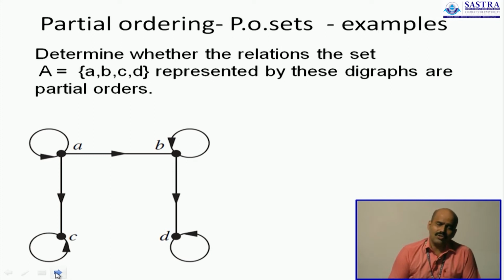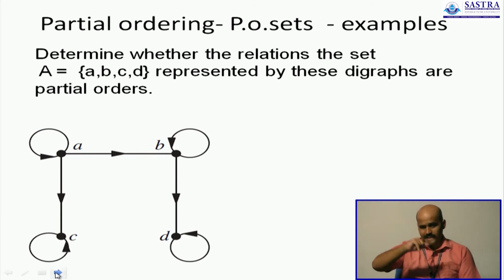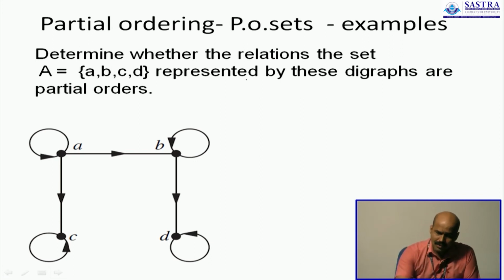A relation can also be expressed using a digraph. A digraph is nothing but a collection of points which are actually elements of the set which are considered for a relation, and the points are connected if there is a relation between them, if there is an ordered pair involving them. As an example, let's look at this example here.